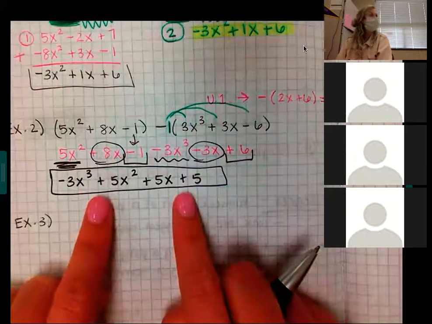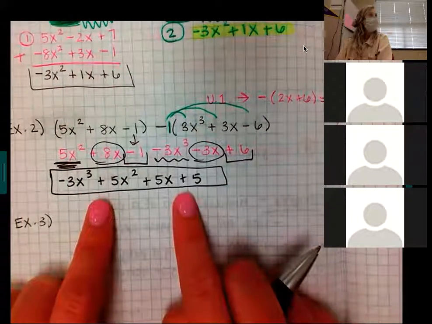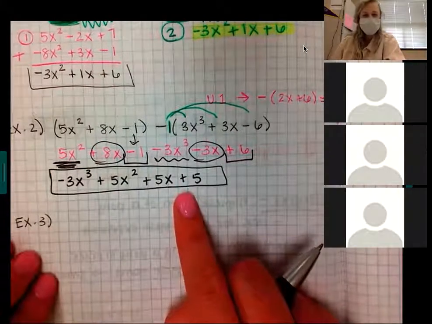What kind of polynomial was our answer? A polynomial. What's the degree? 3.